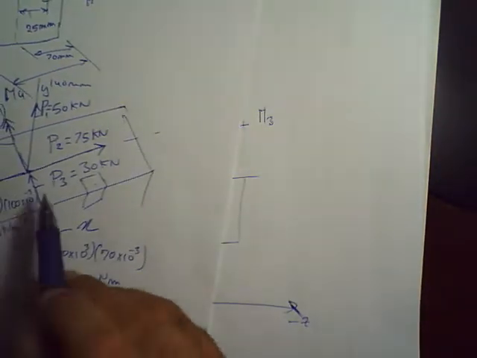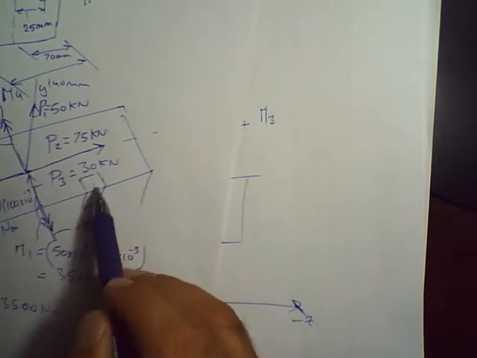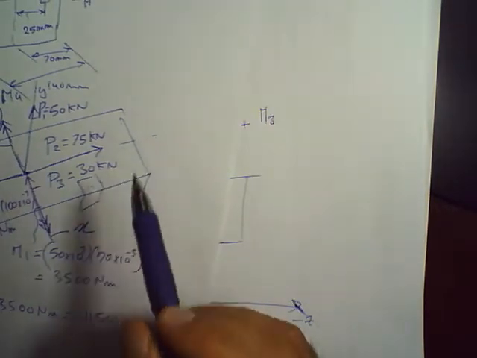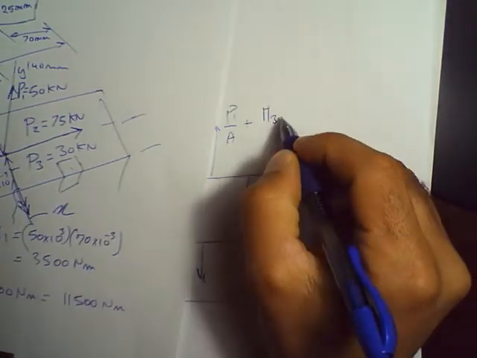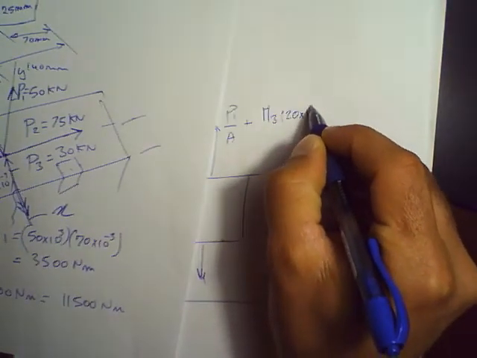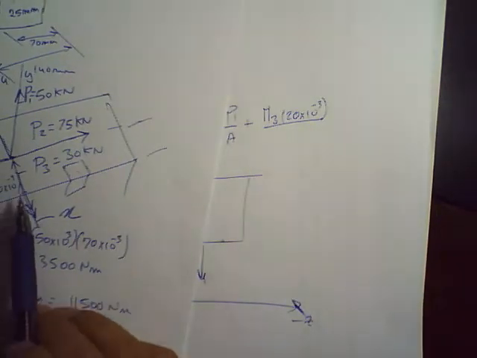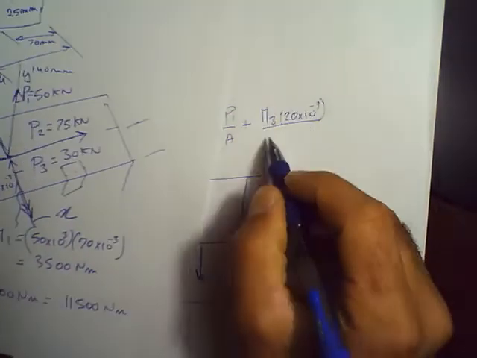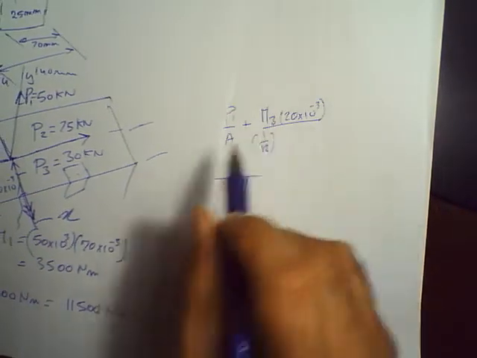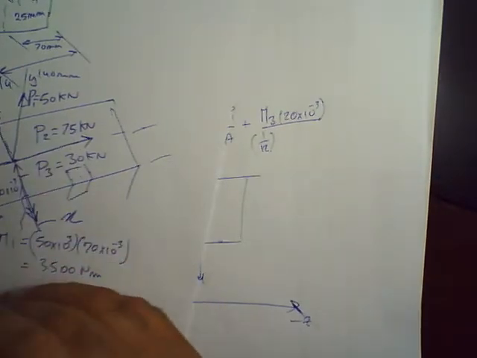What is your C in this case? So C is going to be the distance from the neutral axis to the element. So C in this case is going to be that distance, which is half of 40, which is 20 millimeters. So 20 times 10 to the minus 3 divided by I. I is going to be the moment of inertia of this relative to this neutral axis, which, as you know, is 1 over 12 times the base times the height cubed, right?